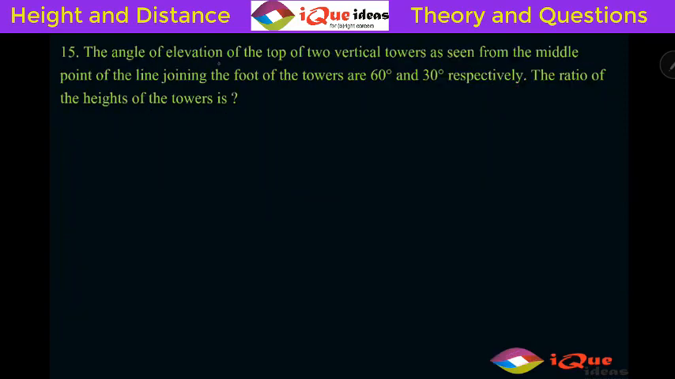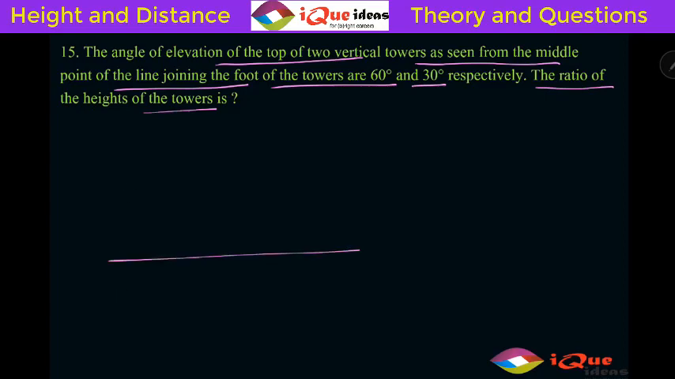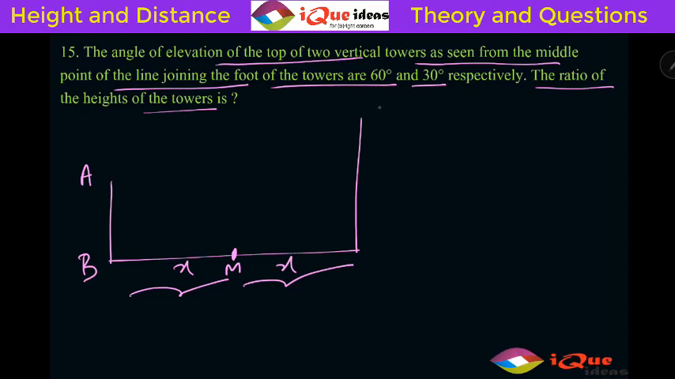Now this question says the angle of elevation of the top of two vertical towers as seen from the middle point of the line joining the foot of towers is 60 degree and 30 degree. The ratio of the heights of the towers is. Now this is a very interesting question, very important also. Suppose this is the width of the line joining the foots. Suppose this is the midpoint. So if this is the midpoint, we can say that this is length x and this is also length x, because this is the midpoint. Let's say it is M. Let's say this AB is one tower and CD is another tower.